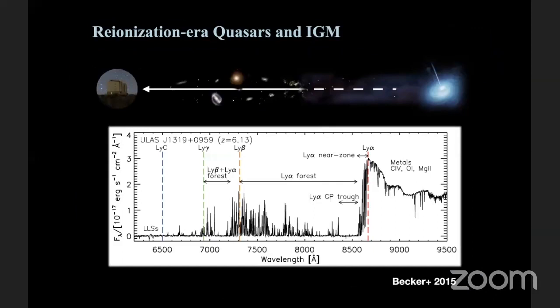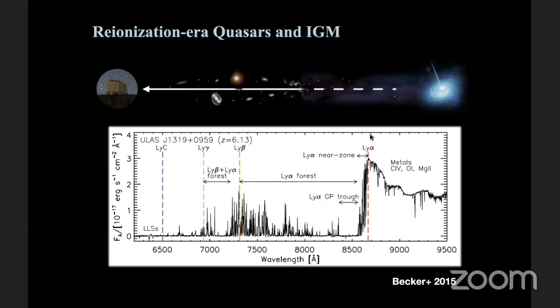So first, this is a typical quasar spectrum at redshift around 6. As we know, we can see a series of absorption features in the quasar spectra that provide us with information on the IGM in the early universe. For example, we can see the Lyman alpha and Lyman beta forest, and at high redshift, we can also see the Gunn-Peterson trough. And we can also see the near zone just bluer of the Lyman alpha emission line.